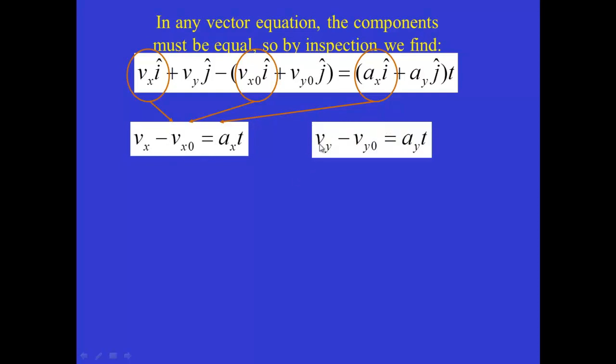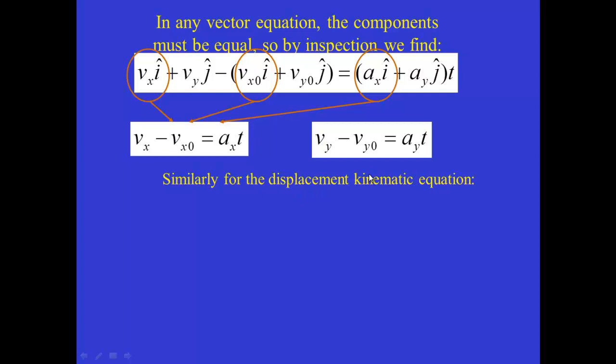And the same kind of thing holds true if we identify the other 3 terms. We realize that they all have to be equal, and that will allow us to write down vy minus vy0 equals ayt. So these 2 equations are very simple ones, and they're very, very similar to what we did in 1 dimension. The only difference in 1 dimension was there was no x and there was no y.